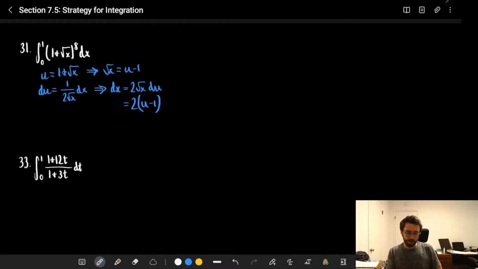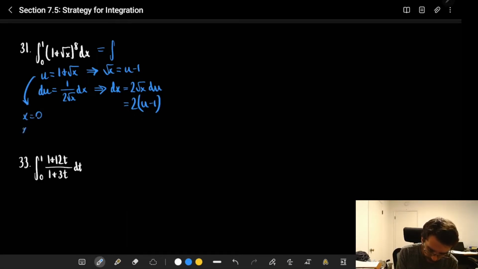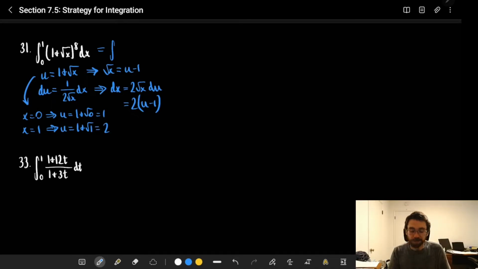Now, like I said, I only glimpsed this when I was writing it down, but I think this will work. Since we're doing a u sub, I should be careful, and be like, well, x was initially 0 to 1 based on these bounds. So plug that in to this expression. u would start at 1 plus square root of 0, so just 1. And you would end at 1 plus square root of 1, which is 2. Cool. So our bounds change to 1 to 2.